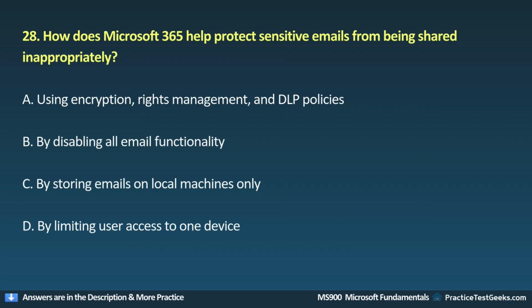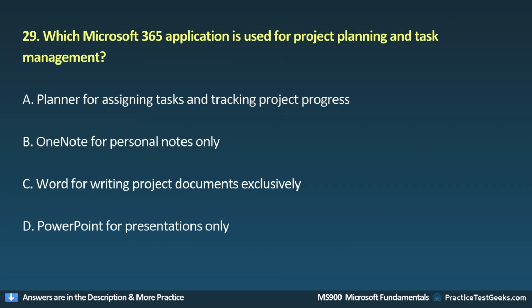A. Using encryption, rights management, and DLP policies. B. By disabling all email functionality. C. By storing emails on local machines only. D. By limiting user access to one device. 29. Which Microsoft 365 application is used for project planning and task management?